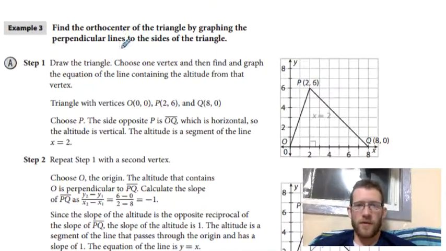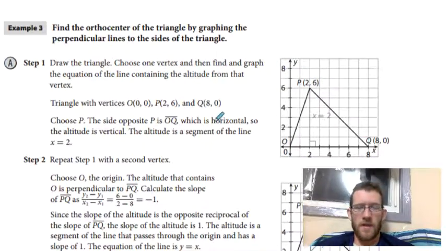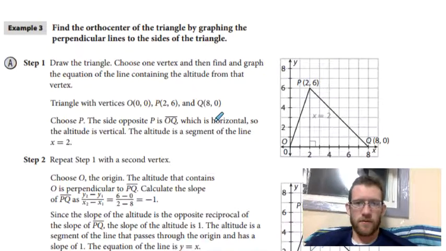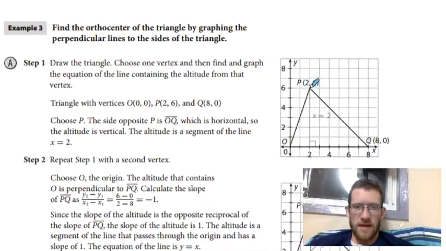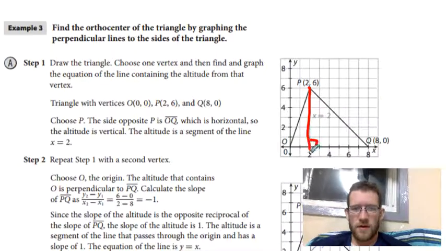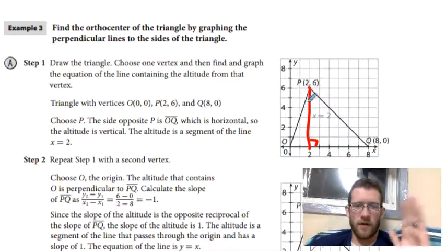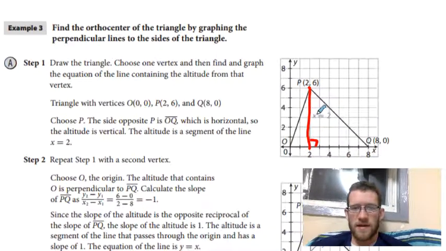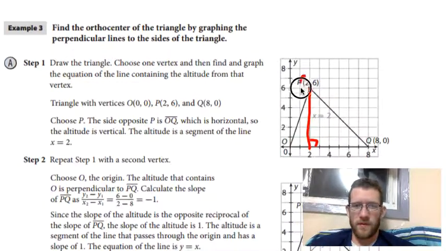So if we want to find the orthocenter of a triangle, we go ahead and graph the points. Then we choose a point. In this case, we'll choose point P. They're just using that as an example. We want to find the altitude. We know it's going to go through point P, and it's going to be perpendicular to OQ. What's the slope of OQ? Well, it's 0. It's horizontal. Therefore, the slope of the altitude that goes through P is going to be undefined, vertical. And the equation is x equals 2, because we're going through this point.